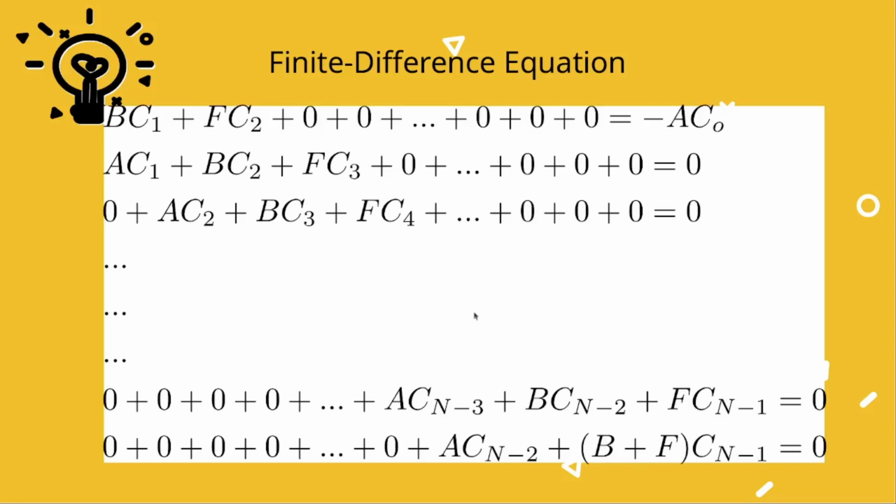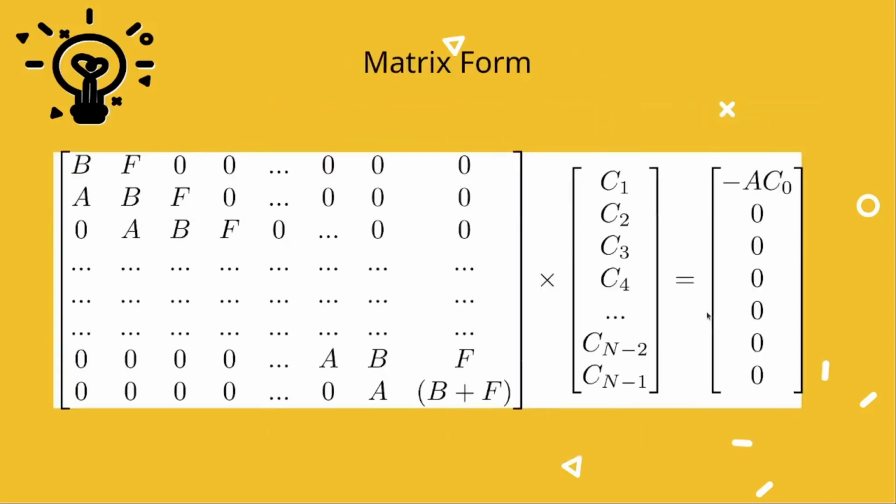So in this system of equations, there are some coefficients, a, f, and b, and then there are unknowns, C1, C2, C3, C4, up to C(n-1). And then I have the right-hand side, which is minus a C0, and the rest are all zeros. I can write this in matrix form with essentially a, b, and f. The first row will have b and f, then a, b, f. a, b, f will keep moving. And of course, the last row ends with a and b plus f. And then my unknowns are C1, C2, C3, C4, up to C(n-1). And then on this side, I have minus a C0 and everything else zero.